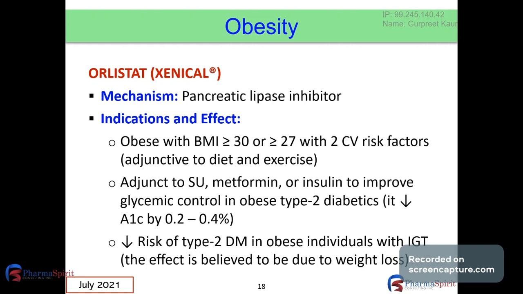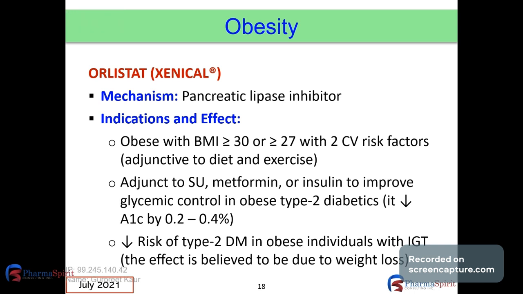The second drug, which is the famous drug for obesity, is orlistat. Orlistat inhibits the pancreatic lipase enzyme, which is the enzyme responsible for the digestion of fat. And by inhibiting the digestion of fat, orlistat also inhibits the absorption of fat from the GIT. In terms of indications, it's used for obese patients who have a body mass index of 30 or more. And again, these are patients who are technically considered obese.